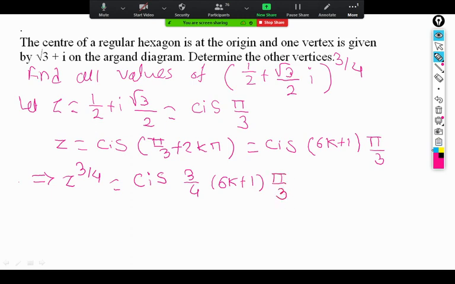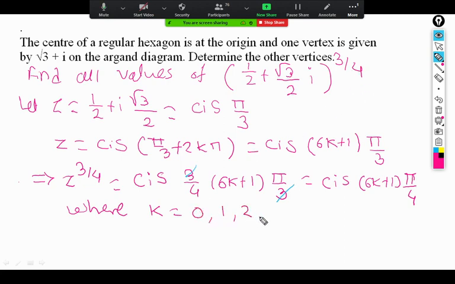So obviously that 3 gets cancelled and we are left with cis of 6k plus 1 pi by 4, where k should take the values because all possible values we have to calculate. As we are taking the fourth root, raised to 1 by 4 is there, so we should replace k by 0, 1, 2 and 3, and that gives us the final answer. Okay, so just the last part is left now. We have to replace k by 0 to 3.